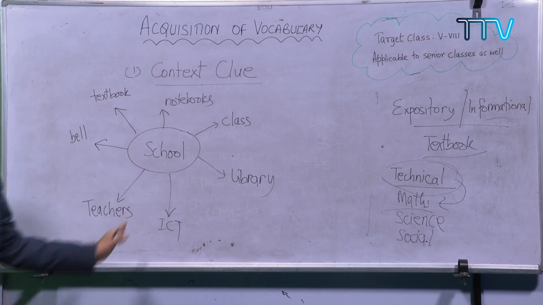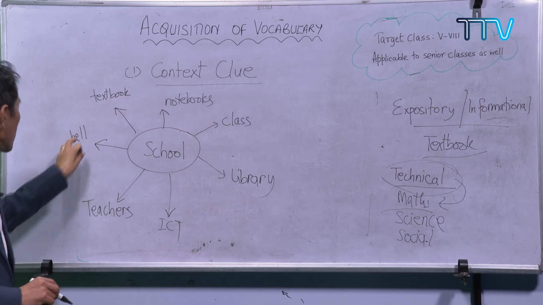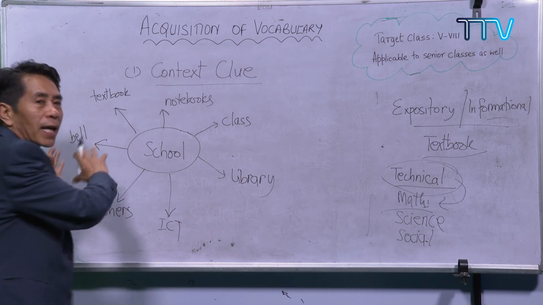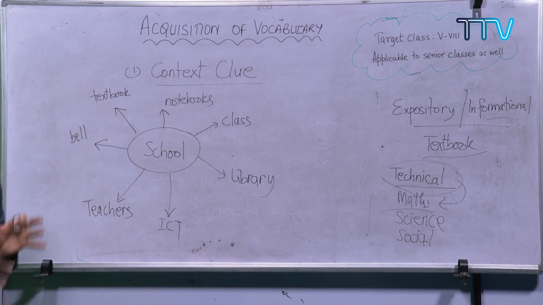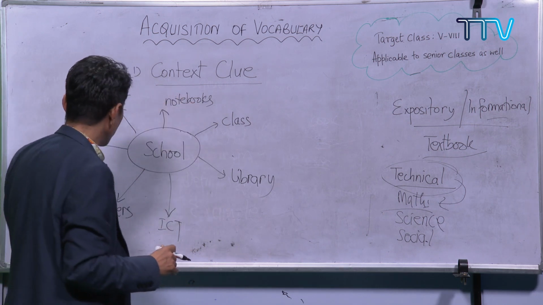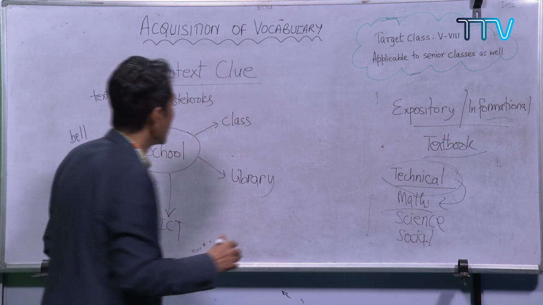That is one way. School, library, class, notebook, textbook. Now, this is the strategy. This is just an example. You are going to apply this strategy to all the new words that you come across. So that is one. If you look, all these words are related to school.